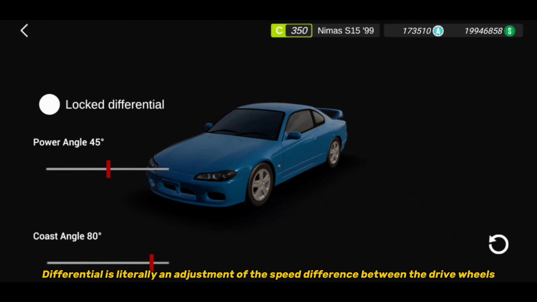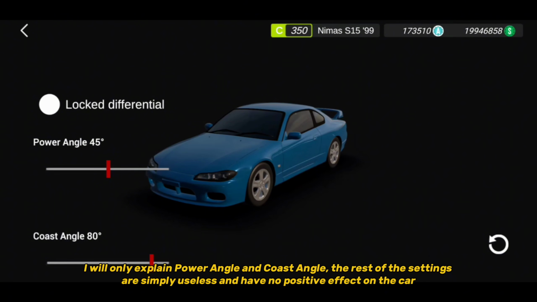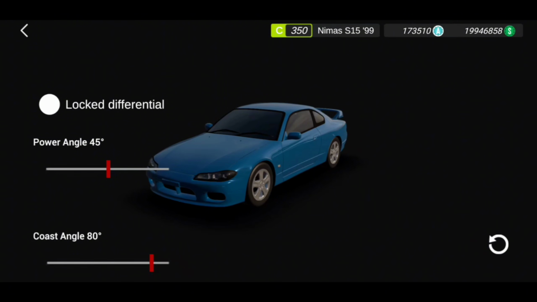Differential is literally an adjustment of the speed difference between the drive wheels. I will only explain power angle and coast angle. The rest of the settings are simply useless and have no positive effect on the car. Power angle is the difference in wheel speed as a percentage. That is, using 45 degrees, the maximum difference in wheel speed is 45%.